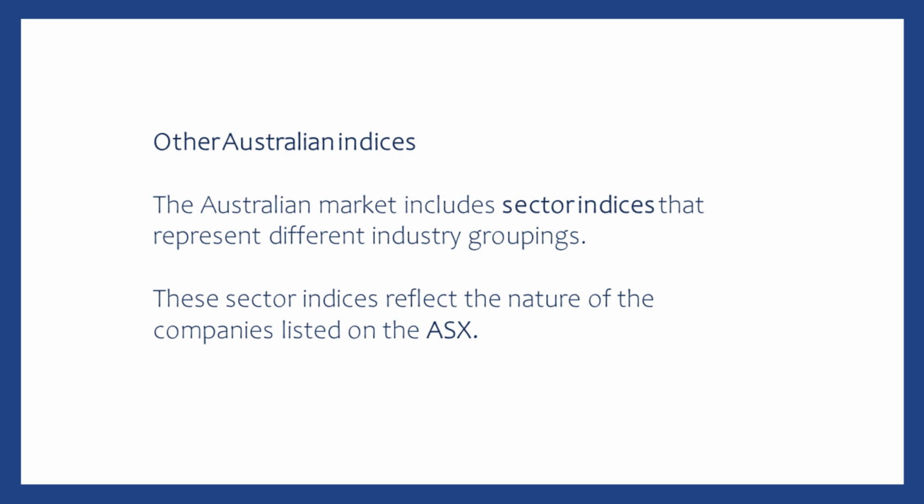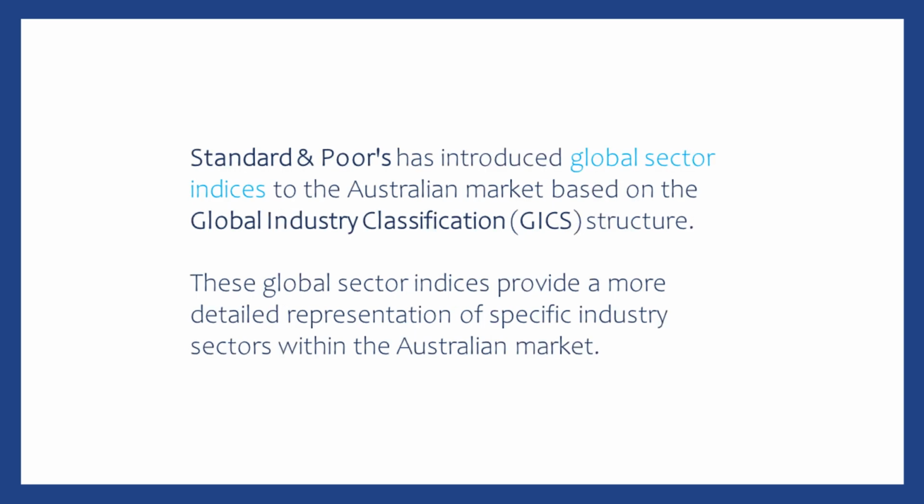The Australian market also includes sector indices that represent different industry groupings. These sector indices reflect the nature of the companies listed on the ASX. Standard & Poor's has introduced global sector indices to the Australian market based on the Global Industry Classification (GICS) structure, providing a more detailed representation of specific industry sectors within the Australian market.